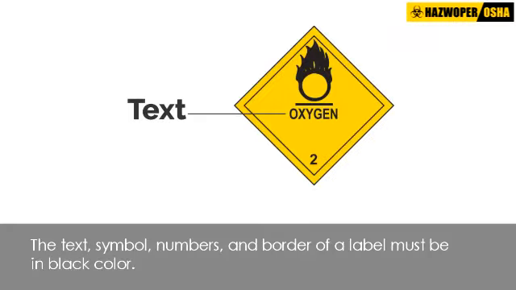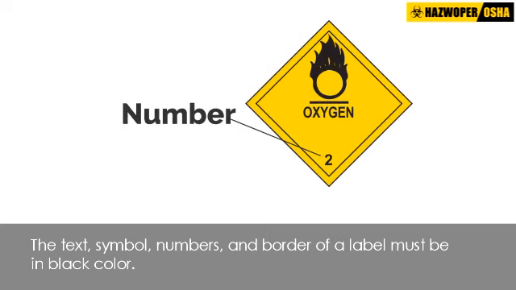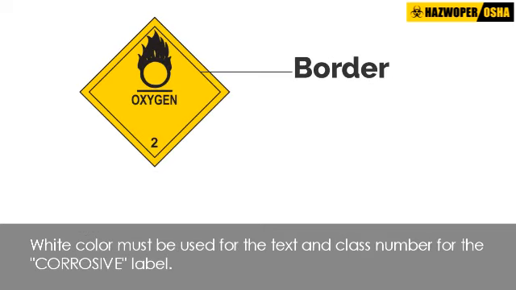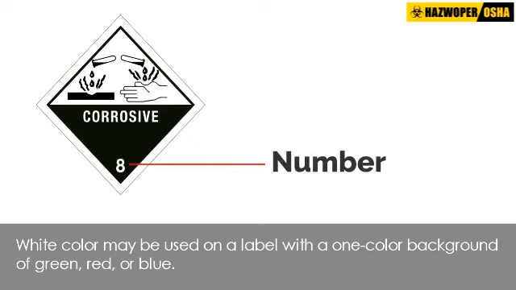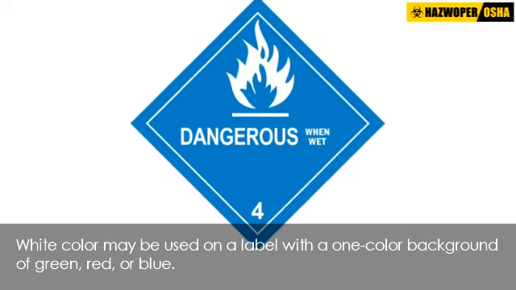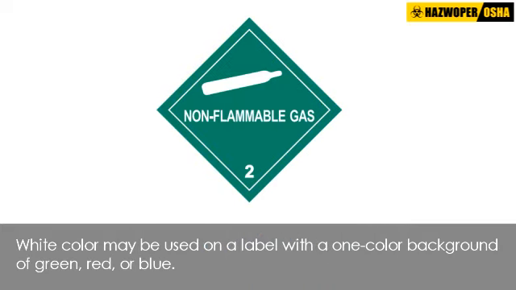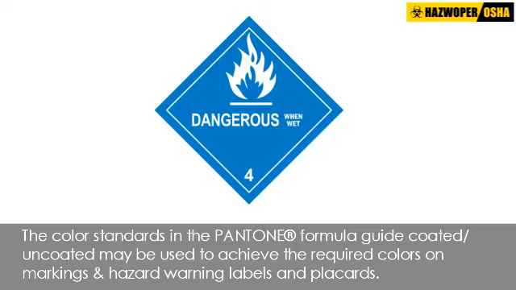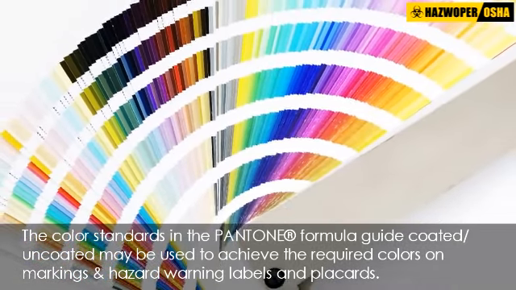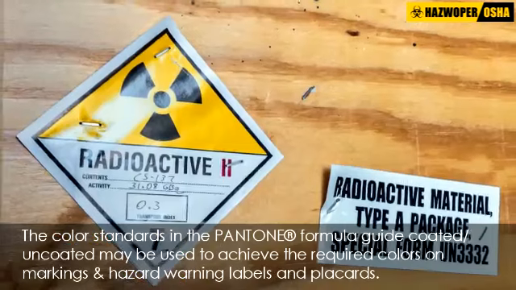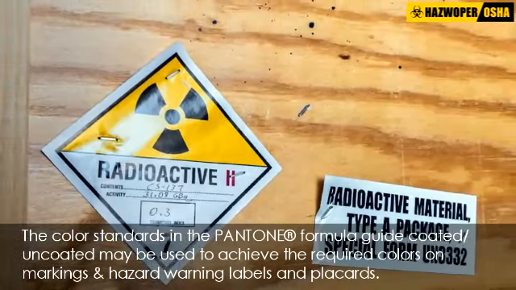Color. Generally, the text, symbol, numbers, and border of a label must be in black color. White color must be used for the text and class number for the corrosive label. White color may be used on a label with a one-color background of green, red, or blue. The color standards in the Pantone Formula Guide, coated and uncoated, may be used to achieve the required colors on markings and hazard warning labels and placards.